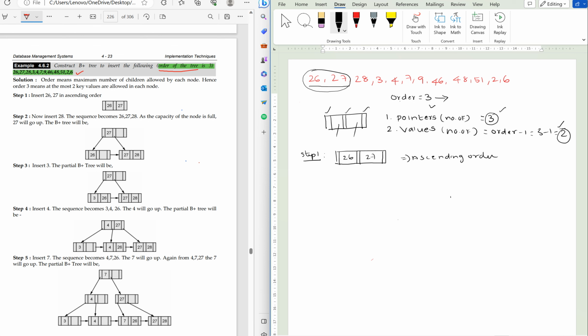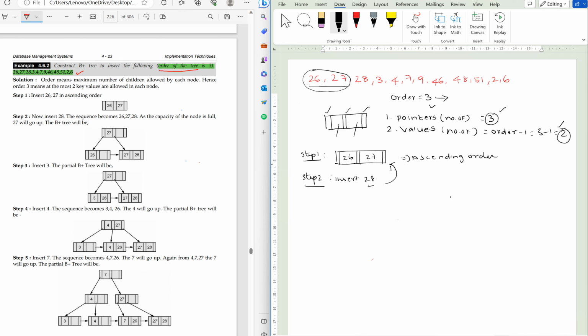Then in step 2, we try to insert the new value, 28. This 28 has to be inserted in this node, but 2 values are already accommodated in this node. The insertion of a third value is not possible, because the node can only accommodate 2 values. So we have to move on to some other way.